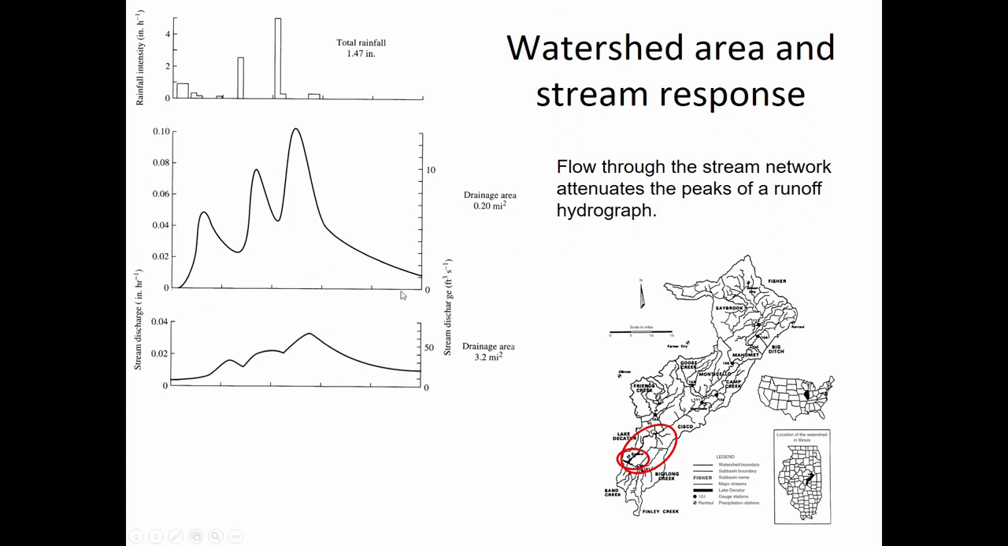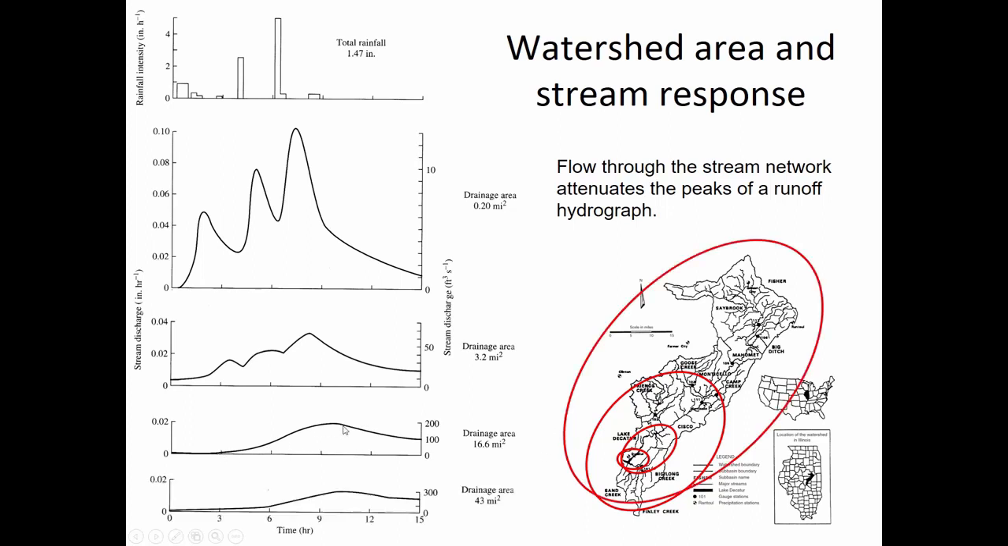And so what we're seeing here is that as we look at progressively larger portions of this watershed, now we have a drainage area of 16.6 square miles, we don't even see the individual peaks anymore. And because it's a wider area, the time to peak has shifted further to the right. And finally, when we look at the entire watershed as a whole, 43 square miles, then it's the furthest to the right and the longest period of time until the peak.